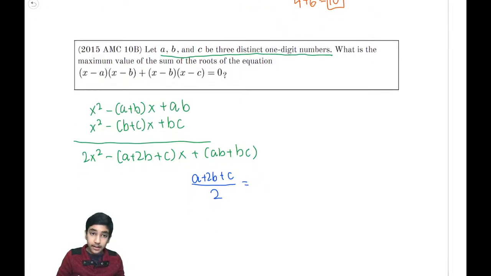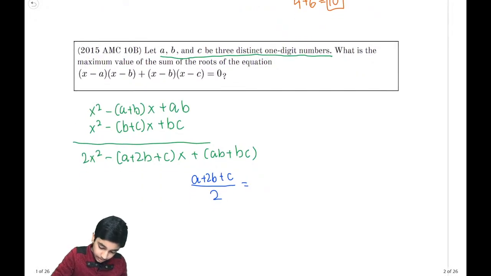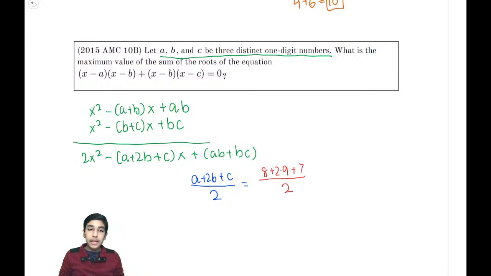So if you want to maximize this quantity, we can just say that b is 9. Let me use a different color just to make it clear. Let's plug in a equal to 8, b equal to 9, and c equal to 7, because when we plug in b equal to 9, we want to maximize this quantity.